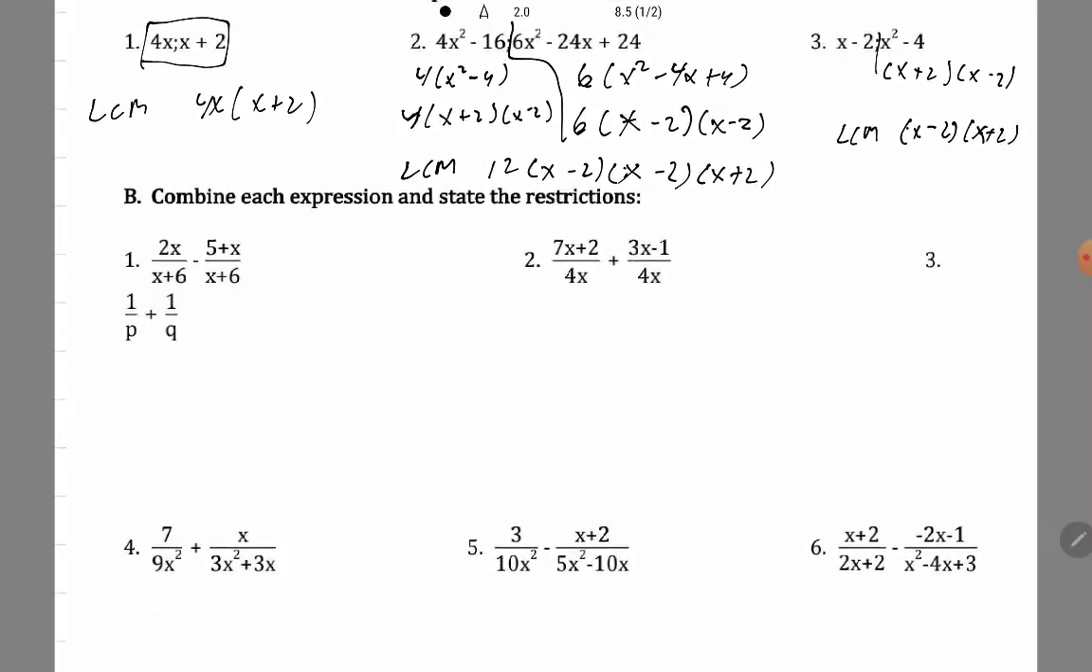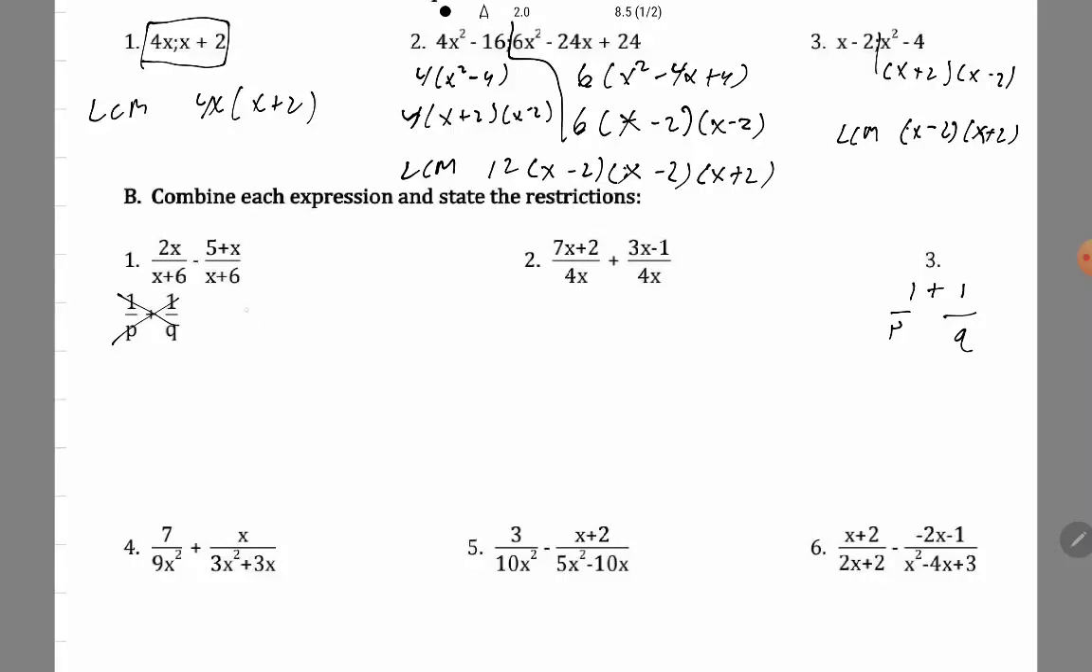My part 3 is missing. Oh, jeez. So ignore this, because that's supposed to go here. 1 over p plus 1 over q. There we go. Alright, number 1: 2x minus 5 plus x, over x plus 6.